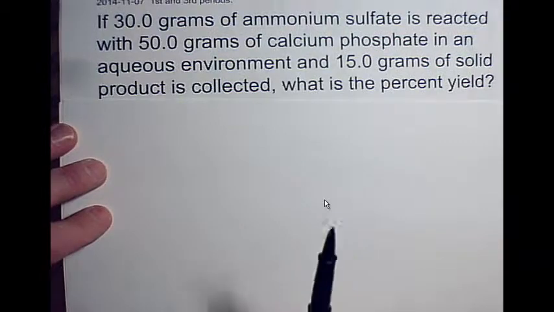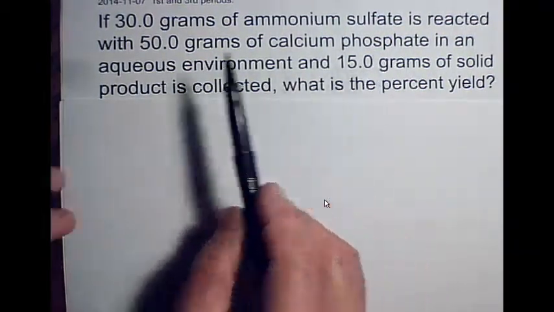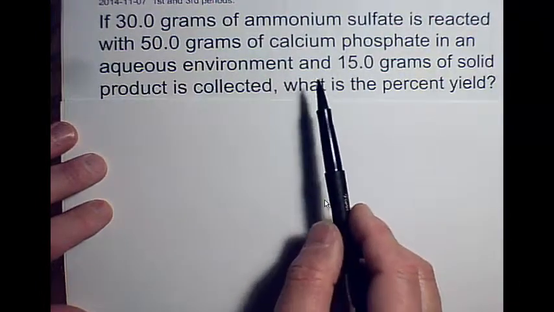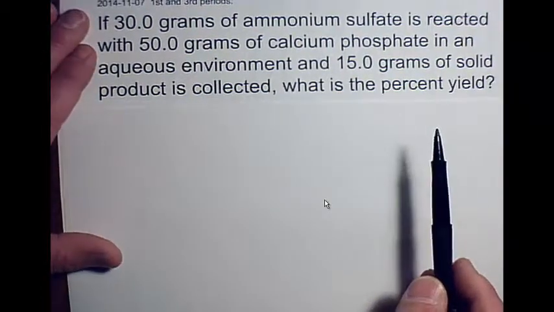So here's the homework problem you were assigned. If 30.0 grams of ammonium sulfate is reacted with 50 grams of calcium phosphate in an aqueous environment, and 15 grams of solid product is collected, what is the percent yield?